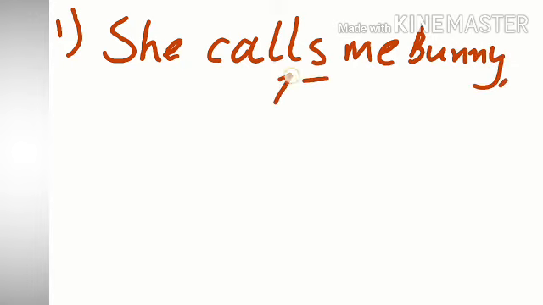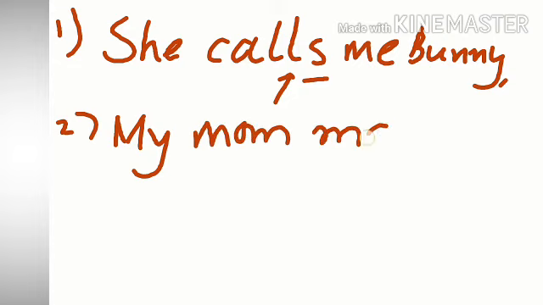Now we see some examples to have a better understanding of this concept. The first one is, she calls me Bunny. So here we use the verb calls. The base verb is call. We have added S since the subject is she. There is no rule for this because it doesn't fall under any of the categories that we have already discussed.